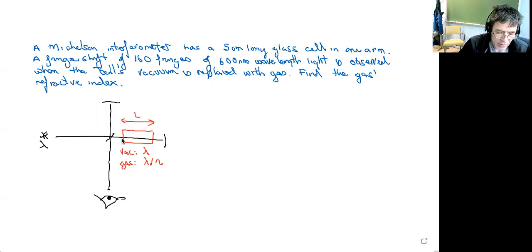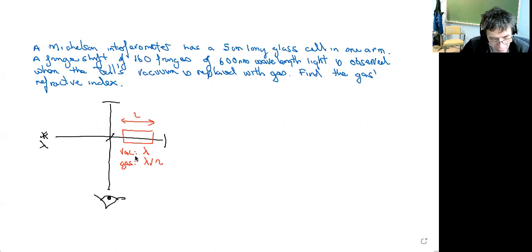This cell initially is empty, it has vacuum in it. And then this cell is filled with a gas. And we're going to figure out the refractive index of the gas based on the change in the pattern of fringes that occurs when you replace the vacuum with the gas. The fringe shift is due to the following facts.